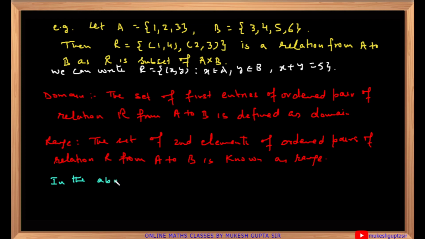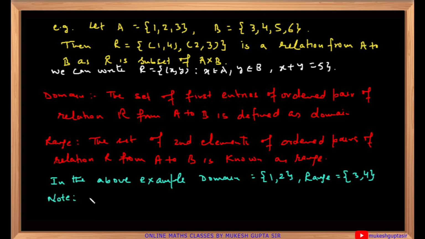In the example, first entries are 1, 2. So domain will be the set of all first entries of the ordered pairs in R. R may be {(1, 4), (2, 3)}. There are 2 ordered pairs. So first entries are 1, 2. So domain is {1, 2}. Similarly, range is the set of second entries of ordered pairs. So {3, 4}.